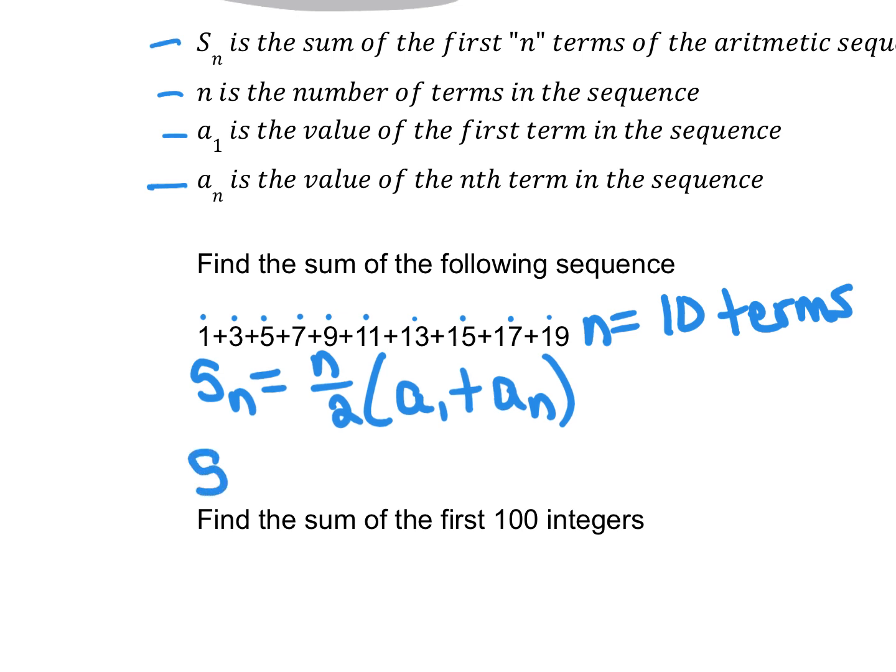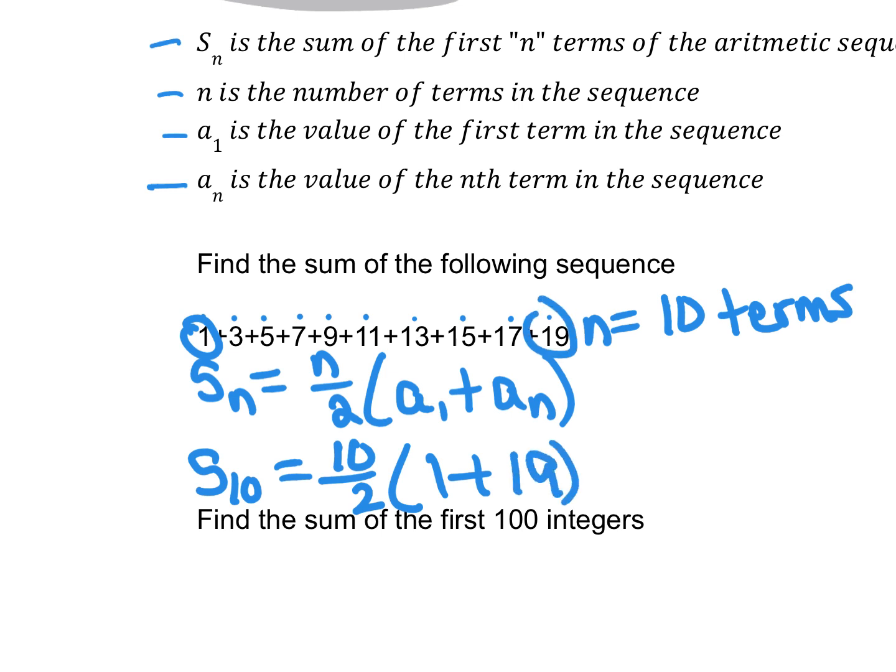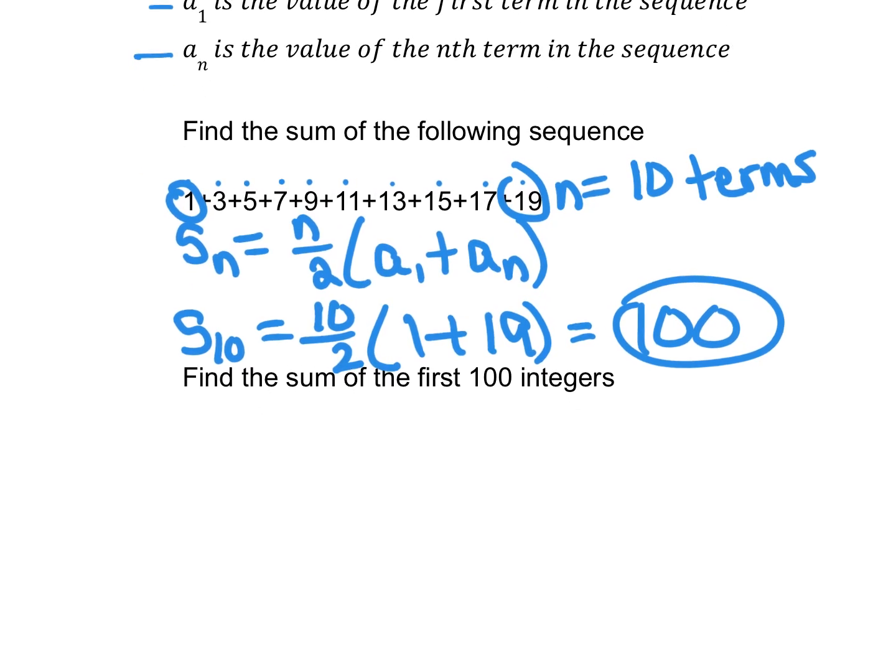So if I want to find the sum of those first 10 terms, I'm going to have s sub n, and anywhere I see an n, I'm going to put in a 10. 10 over 2. My first term I know is a 1. My last term I know is 19. So if I do my math, 1 plus 19 is 20. 10 divided by 2 is 5. 5 times 20 is 100. So using your formula, or if you actually calculated it 1 plus 3 plus 5 plus 7, and so on, you would get 100 as the sum. That's not the 10th term, that's the sum of the first 10 terms.